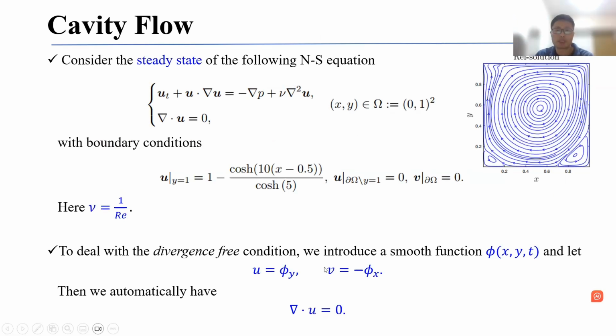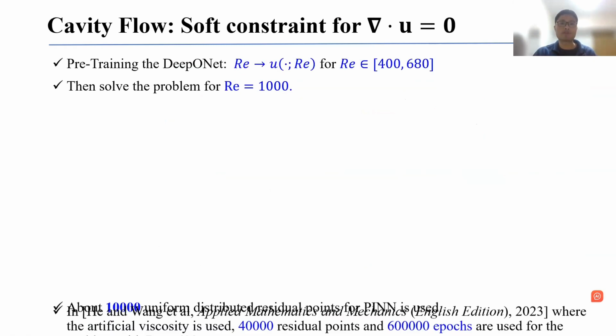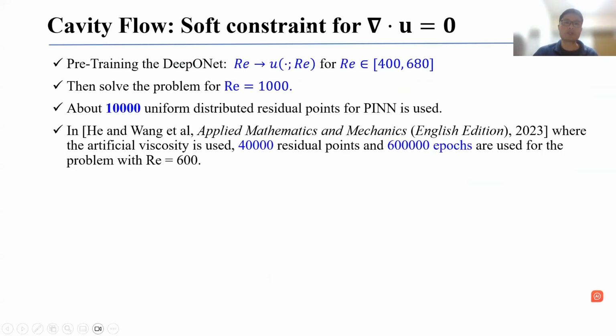So I try two cases, using two methods. The first is for the divergence-free condition, using a hard constraint or a soft constraint. For the hard constraint, I use the method from the original paper, using this vortex thing. And if I use the soft constraint, I just put this term in as an additional equation. So there are two methods here. Let's first show the soft constraint for the divergence-free condition.